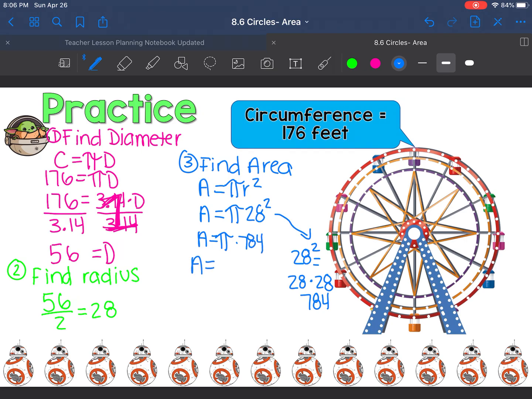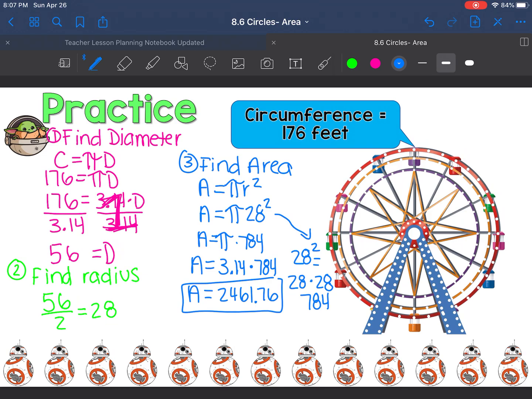Now let's plug what we know pi to be, 3.14 times 784. And when I multiply those two together, I get an area of 2,461.76. And that's all it is. So it's nothing difficult, guys. It's just remembering what we've previously learned about circumference to help us solve for the area.